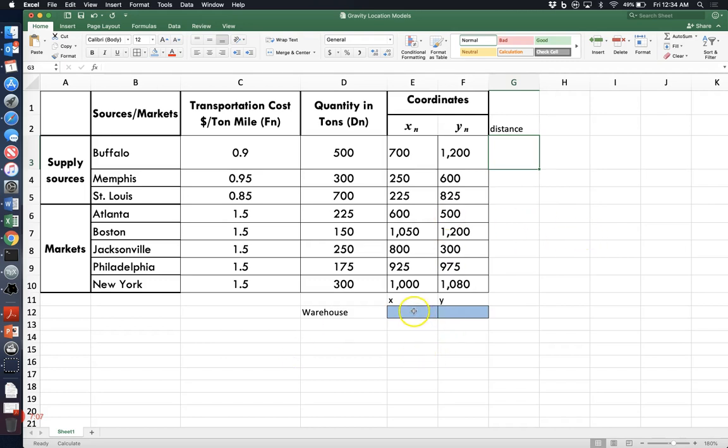So what we're going to do is calculate the distance between Buffalo and our potential warehouse location, and calculate the distance between Memphis and our potential warehouse location. Again, we are going to put this into Solver to find the best values for X and Y. For the time being, I'm just going to leave it empty.